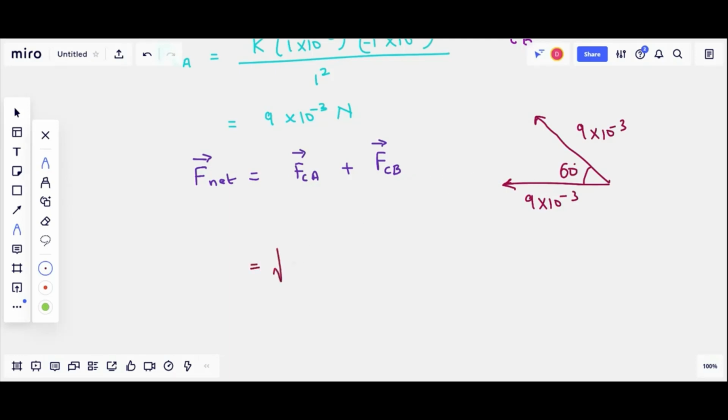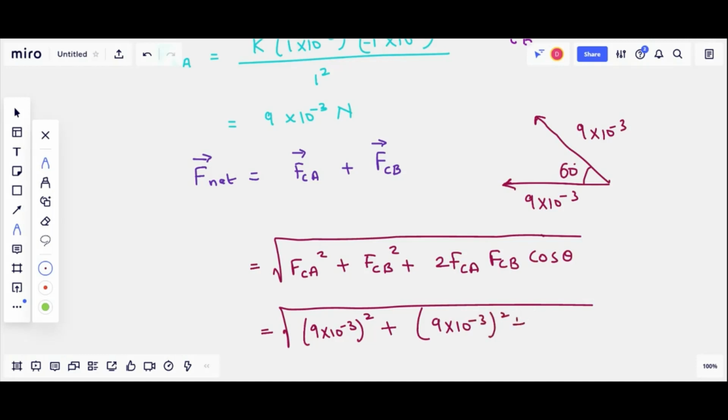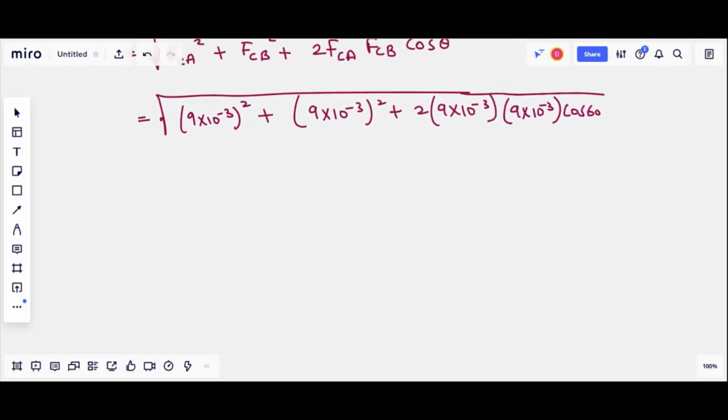And we know that by the formula of the vector addition, the net magnitude can be written as F1 square. Rather, I will write it like this. So it's FCA square plus FCB square plus 2 times FCA FCB cosine of theta, where theta is the angle between the two forces. So let's place the magnitudes. So this is 9 times 10 raised to the power negative 3 whole square, plus this is 9 times 10 raised to the power negative 3 whole square, plus 2 times 9 times 10 raised to the power negative 3, 9 times 10 raised to the power negative 3, and here we have cosine of 60 degrees.